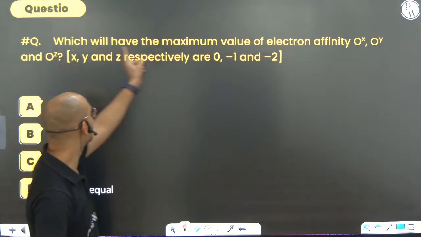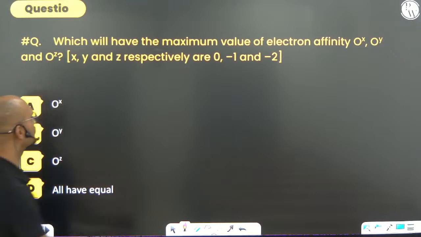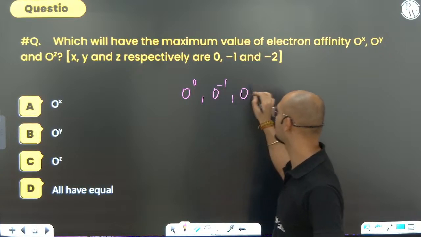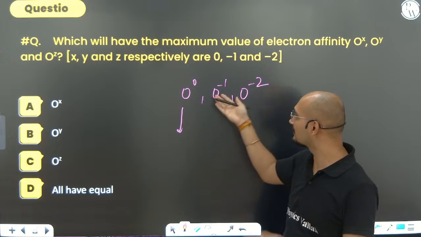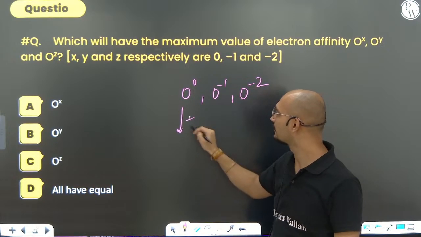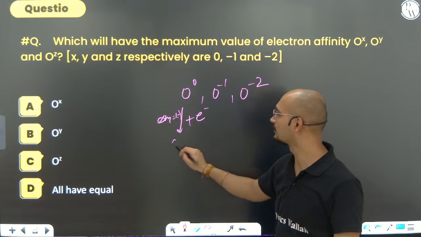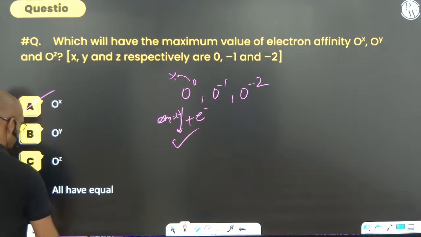Next, which will have the maximum value of electron affinity: O, O-, O2-? Think: O has charge 0, O- has charge -1, O2- has charge -2. Where can it easily take an electron? Because the others already have negative charge, they will never take one. The neutral one will take it, because here delta H eg will be negative. So it is O, option A.